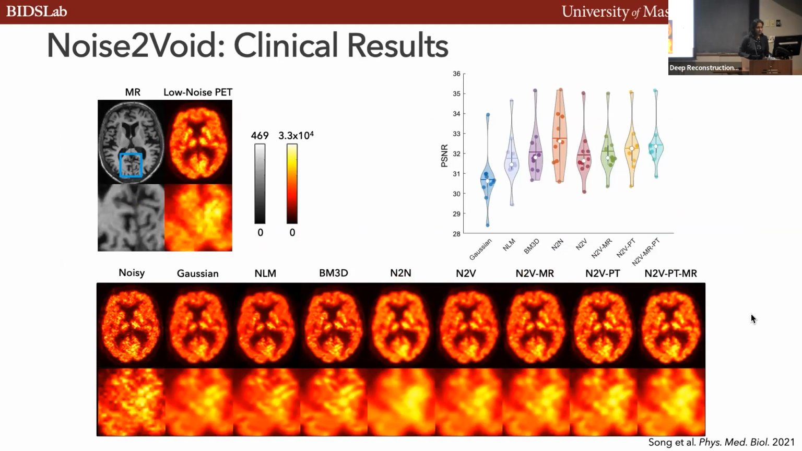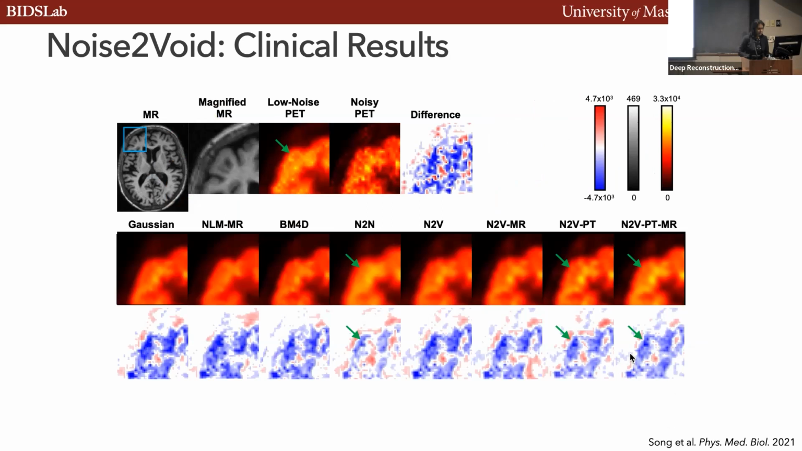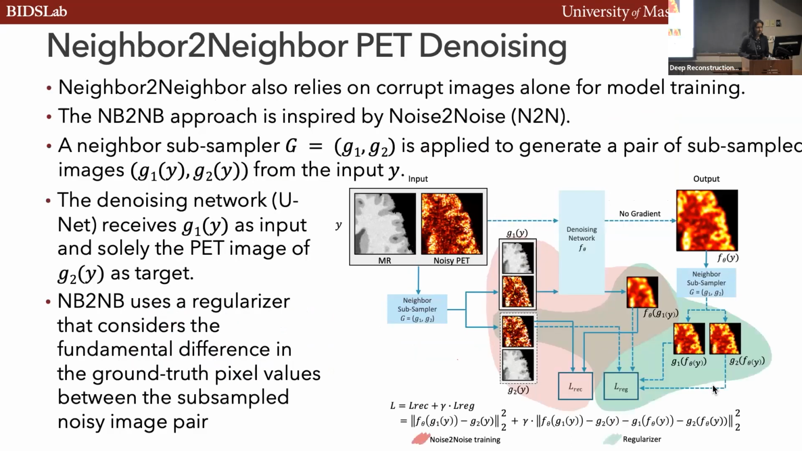And these are some clinical results with the same model. There are a lot of these noisy features, which are definitely much more pronounced in some of these other methods that we compared it against, and the pre-training as well with the MR information removes it more effectively.